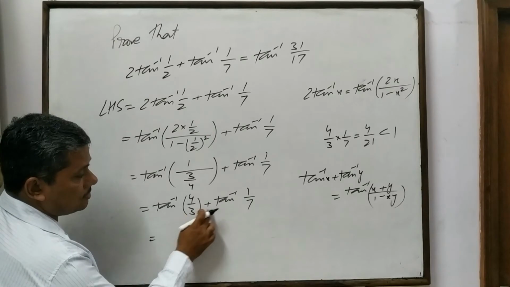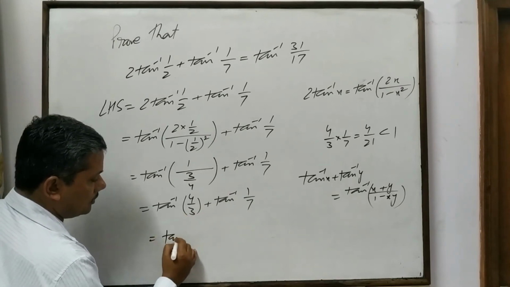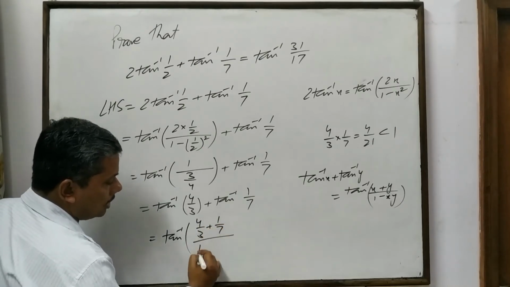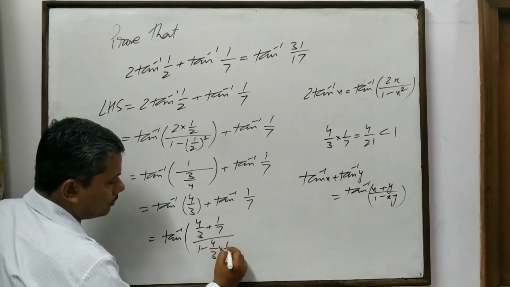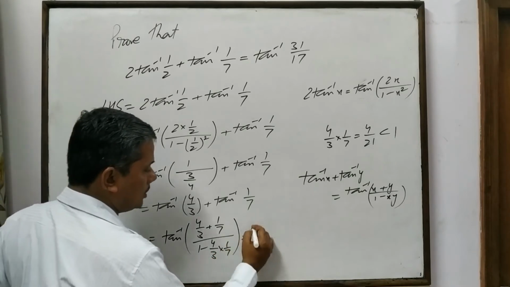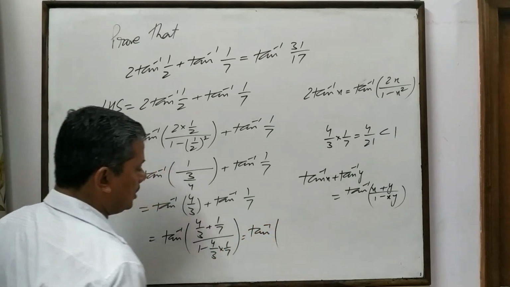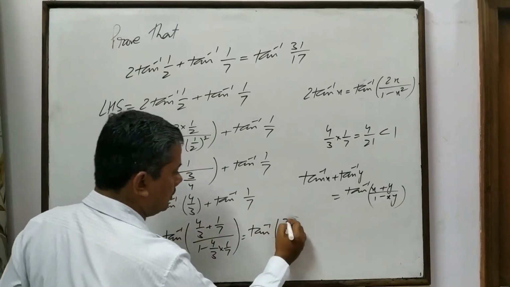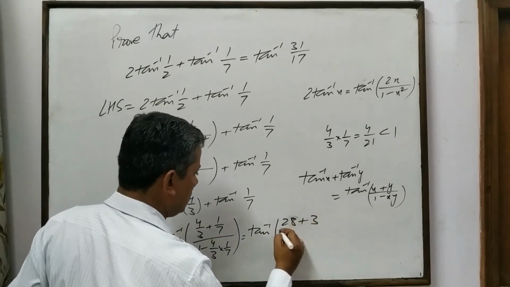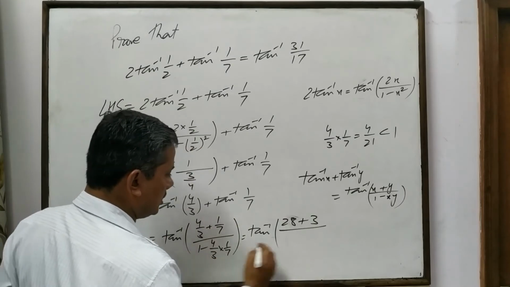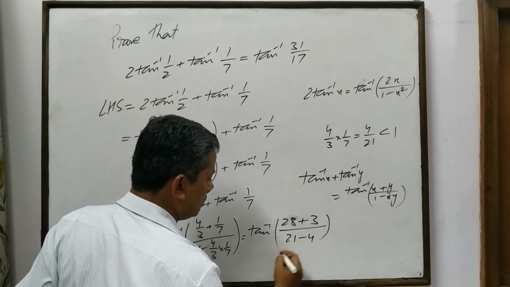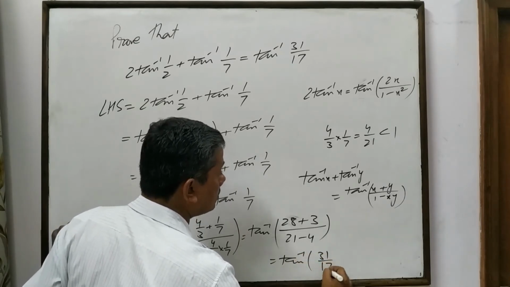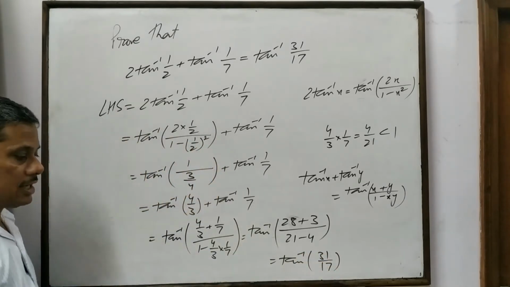So tan inverse x plus tan inverse y is equal to tan inverse x plus y upon 1 minus xy: 4 by 3 plus 1 by 7 upon 1 minus 4 by 3 into 1 by 7. Take LCM and cancel the denominator simultaneously. What you will have is 4 7s are 28 plus 3 upon 7 3s are 21 minus 4. So this is tan inverse 31 upon 17, which is your right hand side.